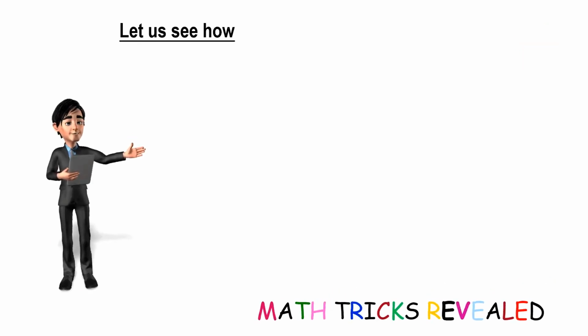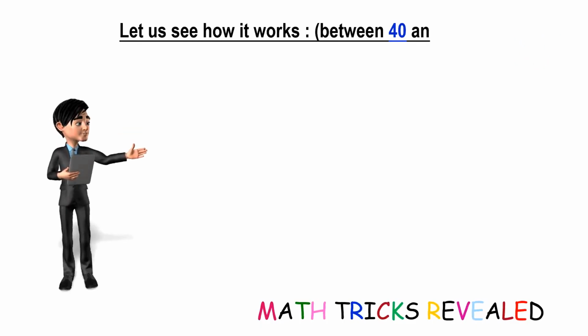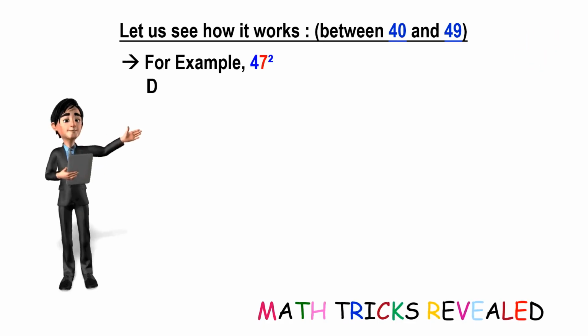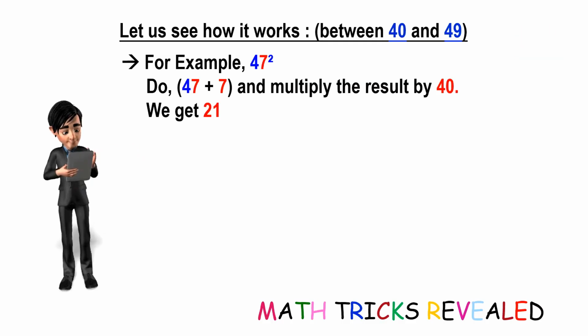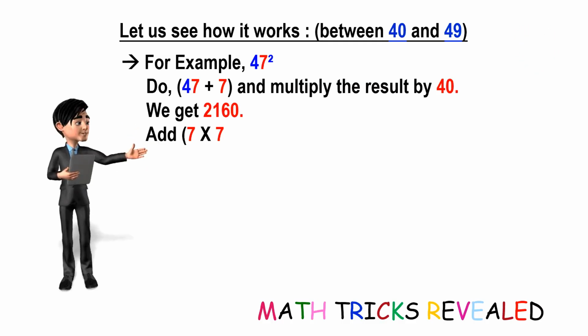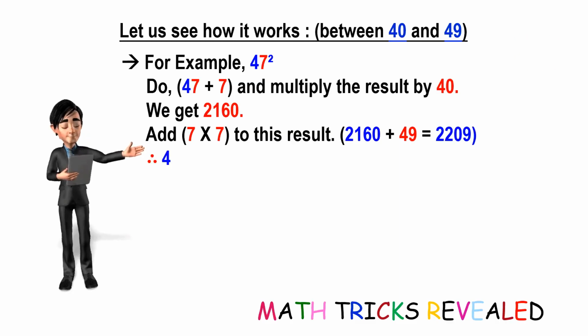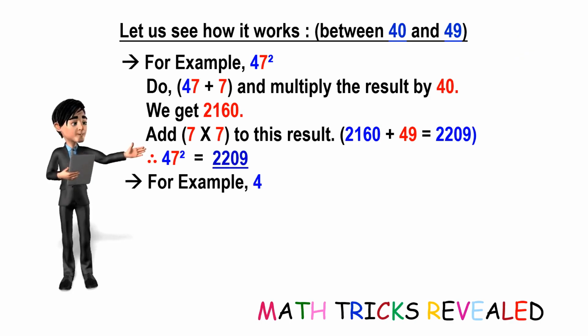Now let us see how to square numbers between 40 and 49. For example, we take 47 squared, do 47 plus 7, multiply the result by 40. We get 2160. Add 7 times 7 to this result. 2160 plus 49 will give you 2209. 47 squared is equal to 2209.